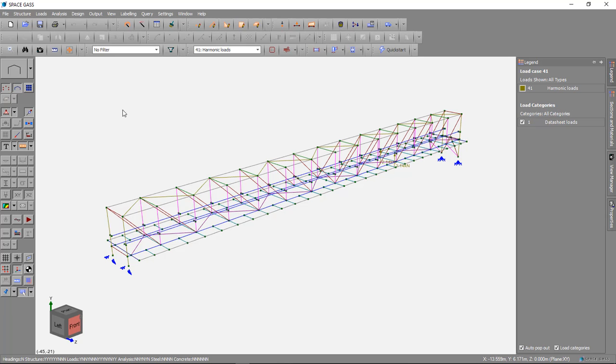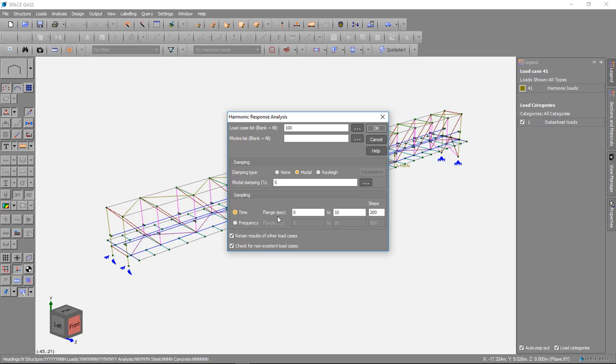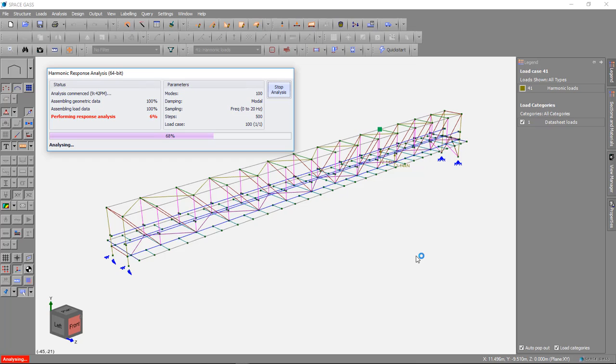The other thing you can do with a harmonic analysis is run frequency sampling. So instead of varying the time from 0 to 10 seconds, we might want to vary the frequency, let's say from 0 to 20 Hertz, and see what effect those different frequencies have on the structure. So instead of using the 0.8 Hertz and the 1.2 Hertz that we specified in the harmonic load case, it's now going to vary the frequencies over this range, and we'll let it go 500 steps. This one involves a few more calculations, so it takes a little bit longer than the time sampling.